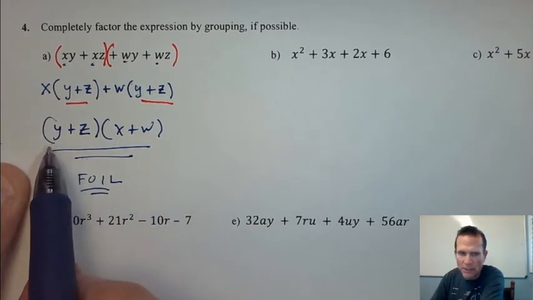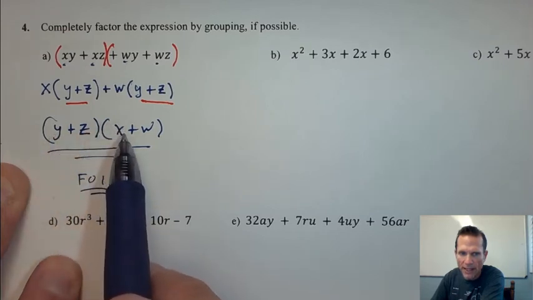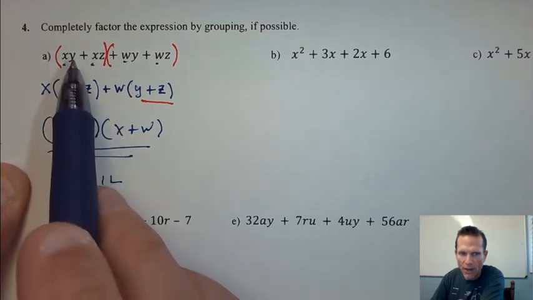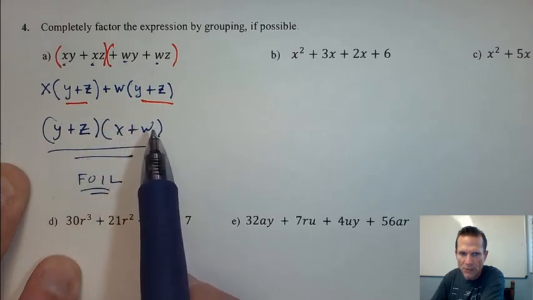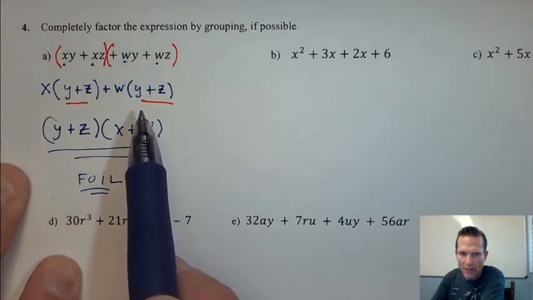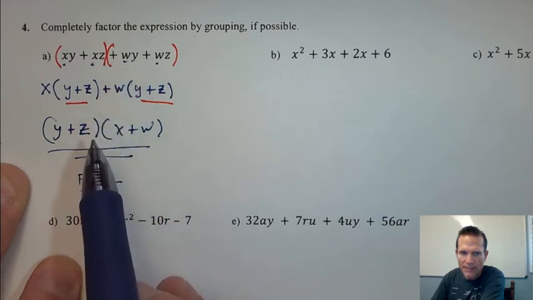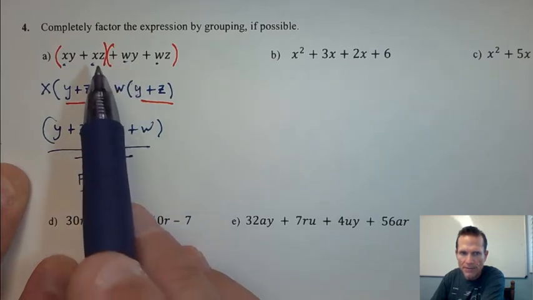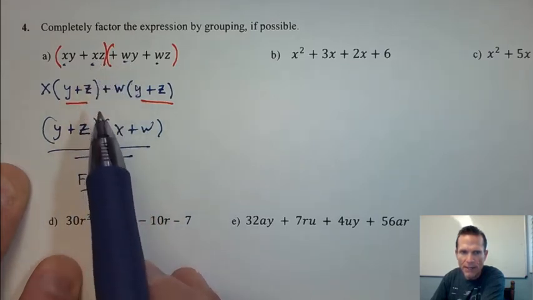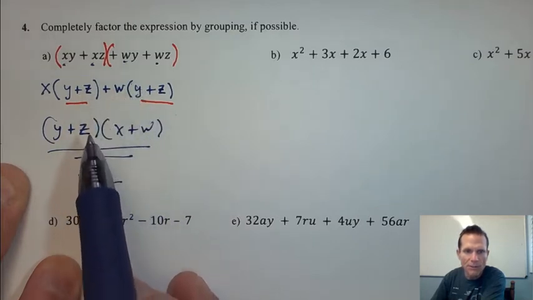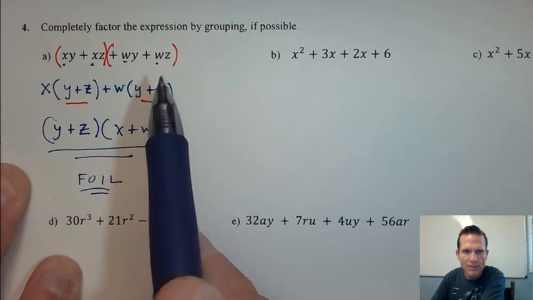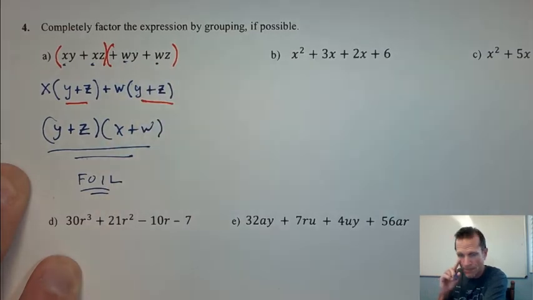Okay, you can just see here y times x is going to equal xy. y times w equals wy. There's wy. z times x, xz. And then z times w, wz. Okay, so it works.